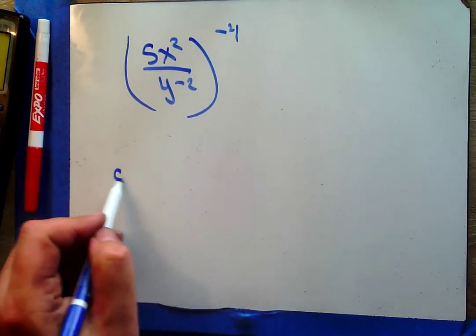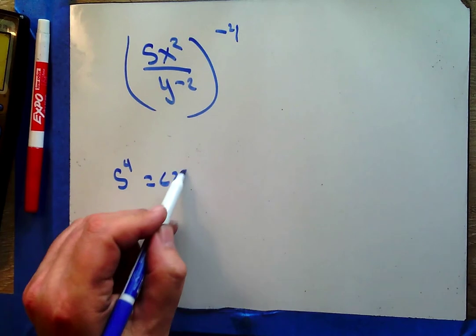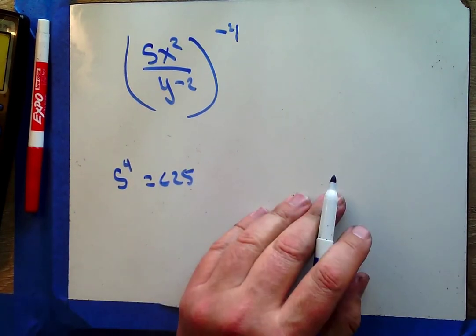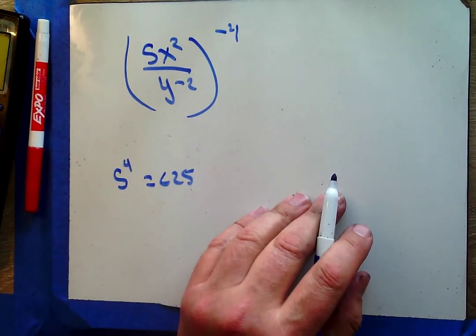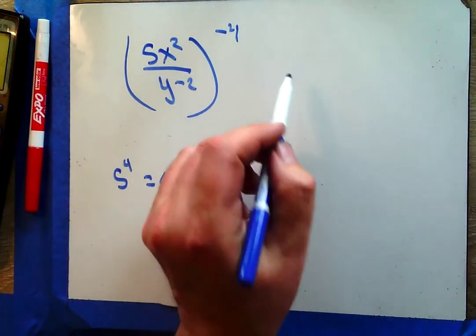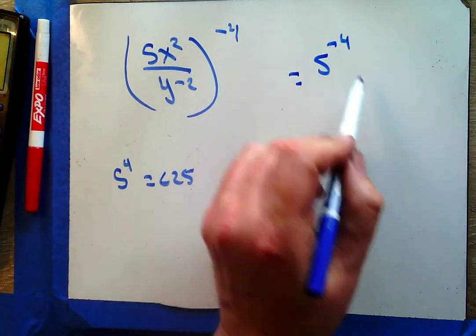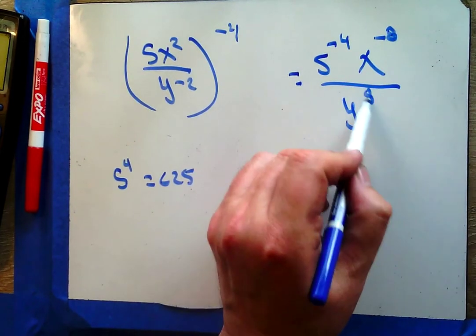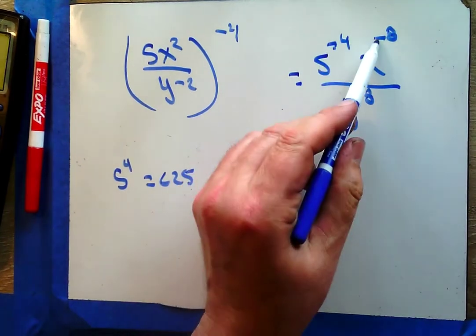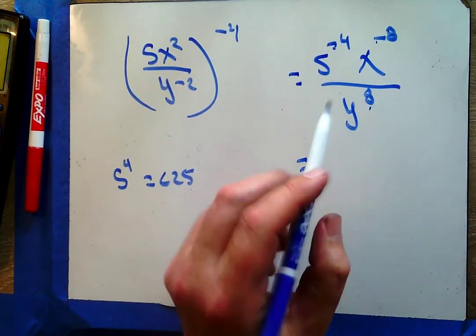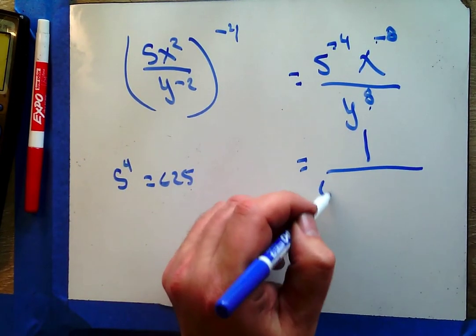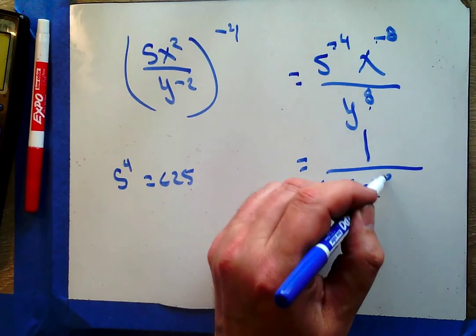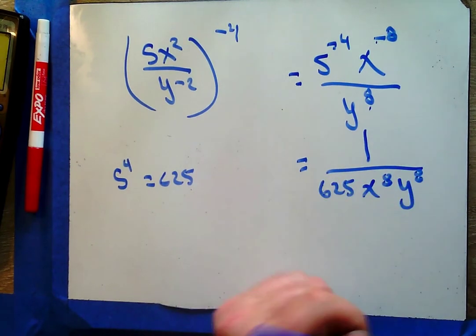By the way, 5 to the 4th is 625. 5, 4, 3, 2, 1. So it's 5 to the negative 4th, x to the negative 8th, y to the positive 8th. These move, this doesn't move. So I get 1 over 625, x to the 8th, y to the 8th.